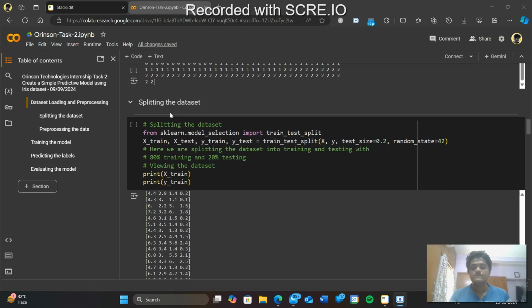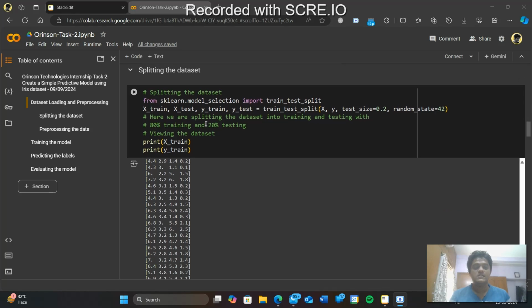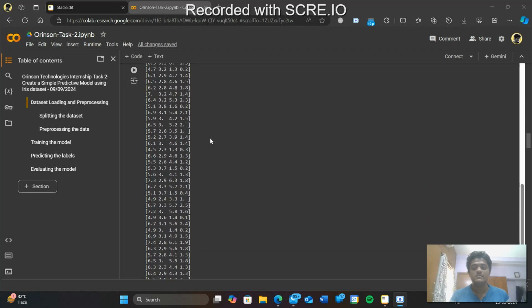And the next part is splitting the dataset. Here we are splitting the dataset into training and testing with 80% training and 20% testing. The test size 0.2 specifies that 80% of the data is for training and 20% is for testing. So we are splitting the datasets as such, and we are now printing here.